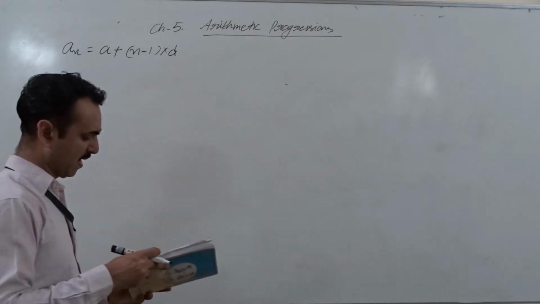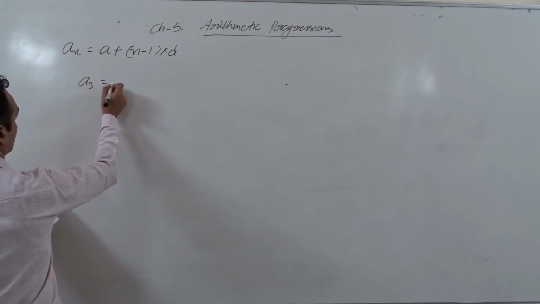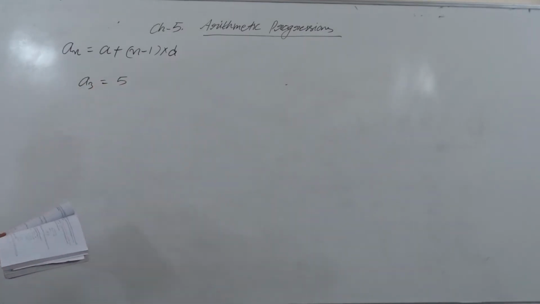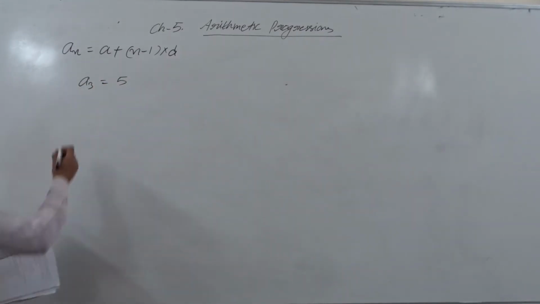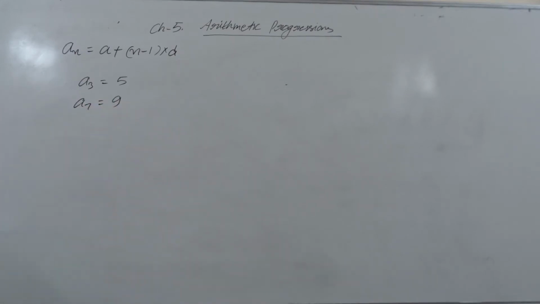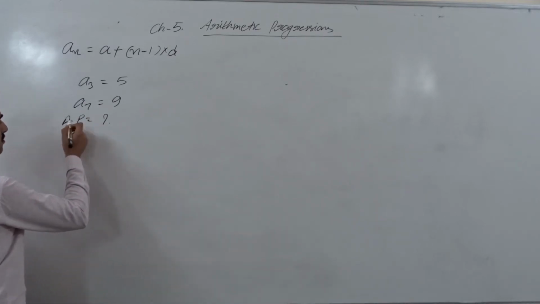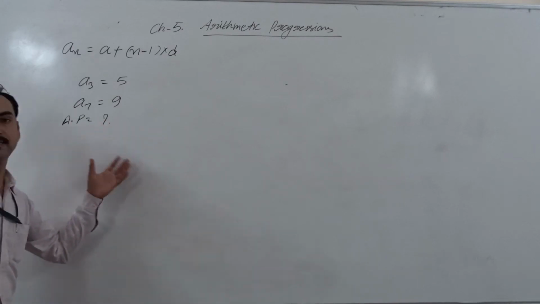The question is: determine the AP whose third term is 5 and seventh term is 9. Third term means A3, which is given as 5, and A7 equals 9. Find the AP. So this is a very different and very interesting question. See here.